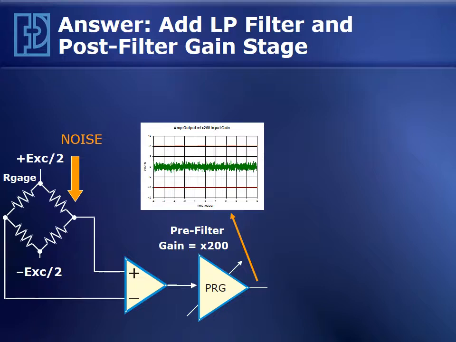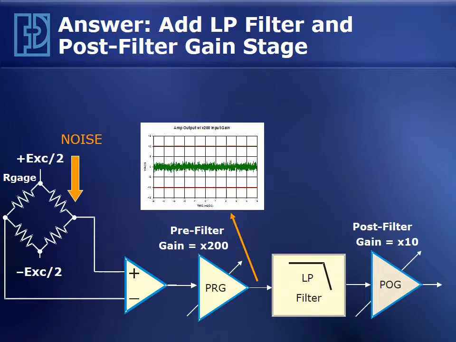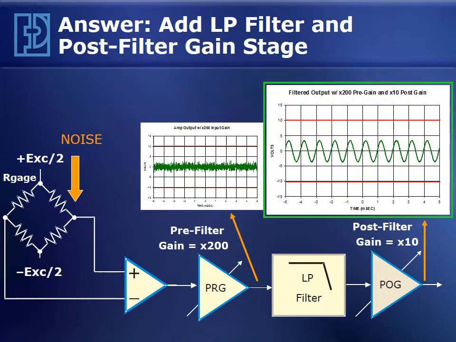So if we add a low-pass filter and a post-filter gain stage to our topology, or the precision distributed amplifier topology that we talked about, we can handle this outband noise. What we do is we set the pre-filter amplifier to a gain of 200. We filter out the outband noise that we do not want to measure, and then we gain up the signal the rest of the way with a post-filter gain of 10, so that we achieve an overall gain of 2000, and we see a nice clean signal on the output that's gained up as we desire.